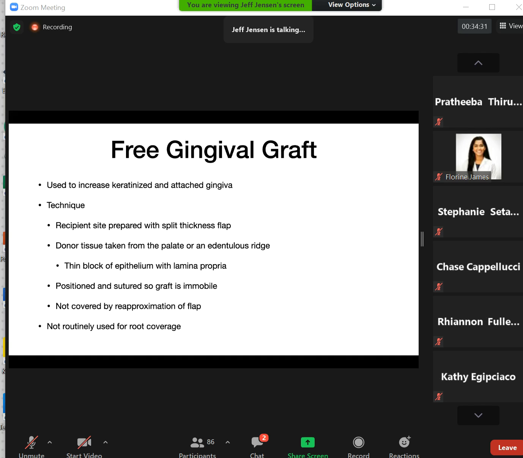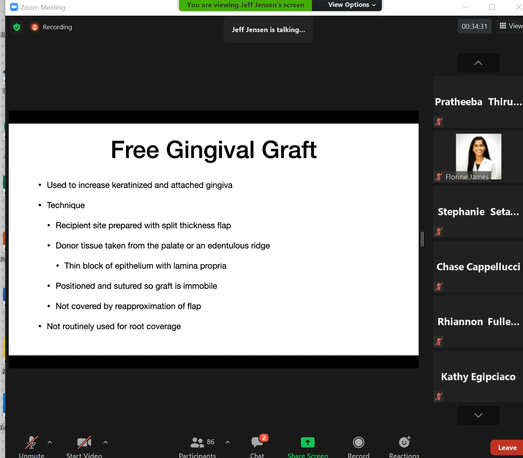We do a little split thickness flap again, but we're actually making an incision right along the mucogingival junction, maybe even up just a millimeter coronal to it, and creating essentially a wound in the mucosa.